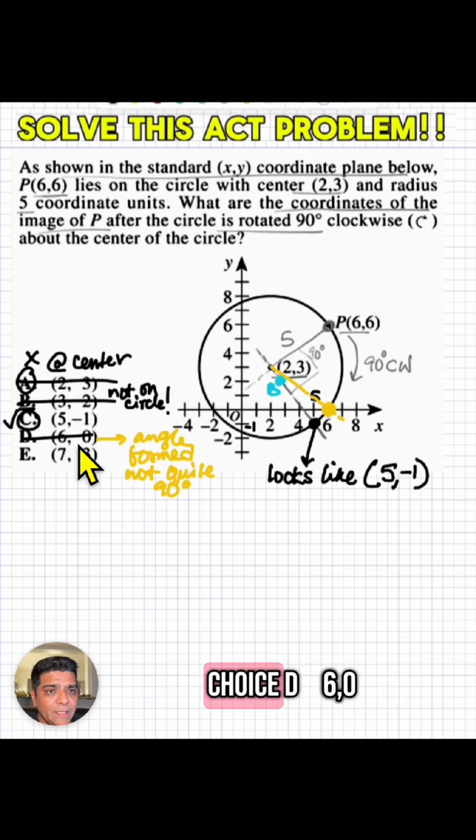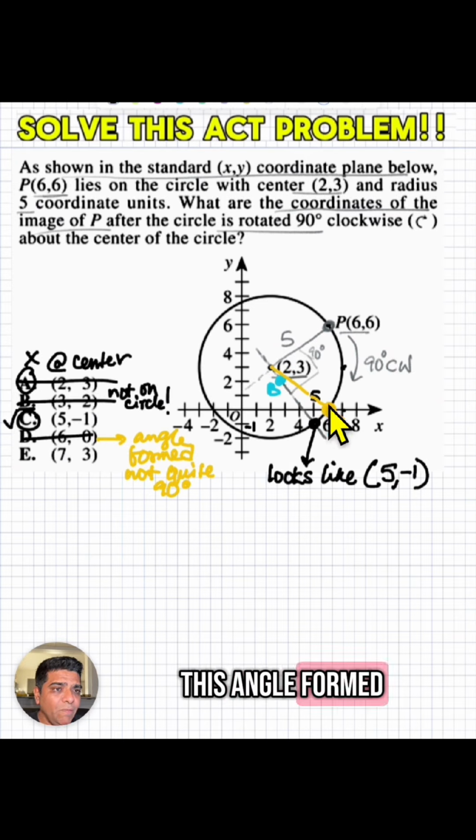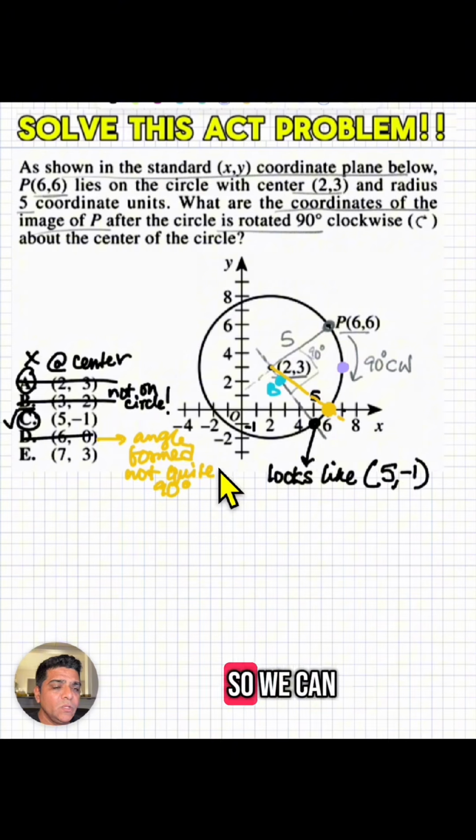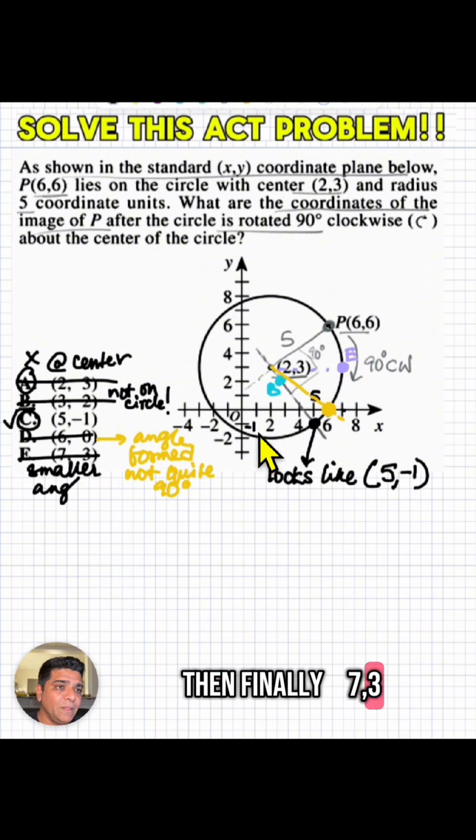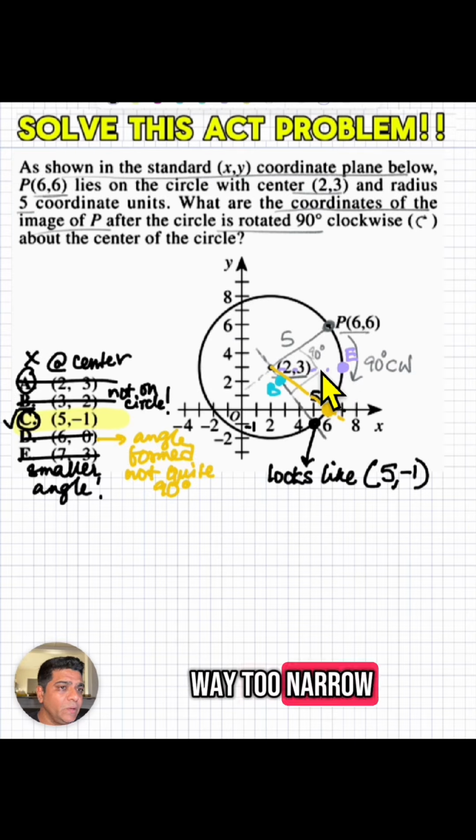Now, if you look at choice D, (6, 0), this is here. This angle formed doesn't quite look like 90 degrees. So we can eliminate that with our looking at it and trying to solve it type solution. And then finally, (7, 3), of course, falls here. That angle is way too narrow to be 90 degrees.